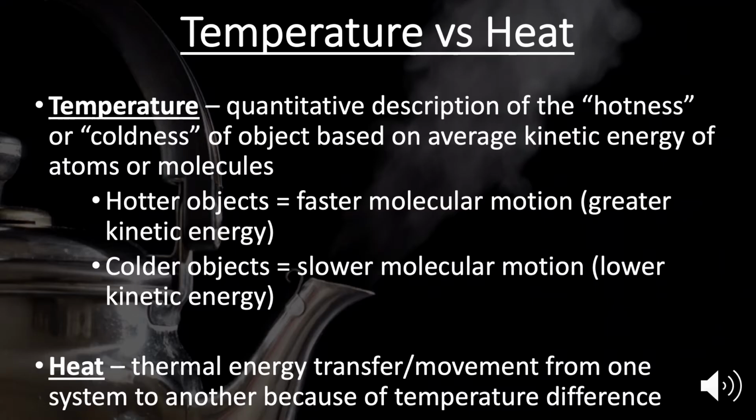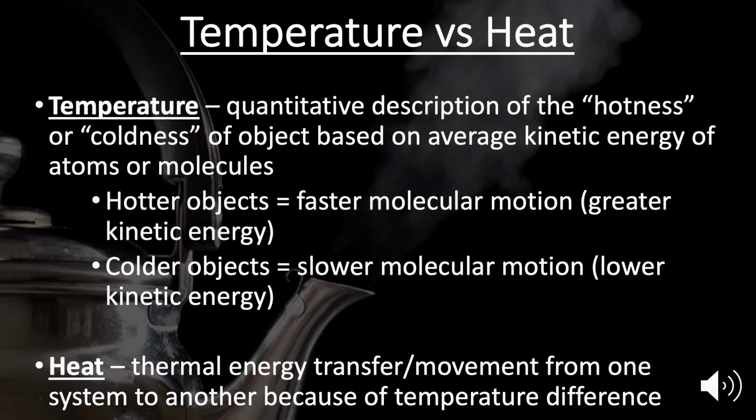So, what's the difference between temperature and heat? Well, temperature is a qualitative or quantitative description of the hotness or coldness of objects based on how fast the particles move. Hotter objects have faster moving particles. Colder objects have slower moving molecules or particles in it. All right? So, temperature, just think of it as it's hot, it's cold.